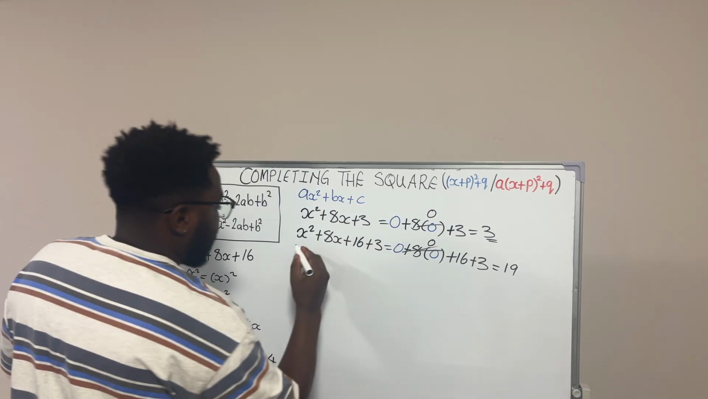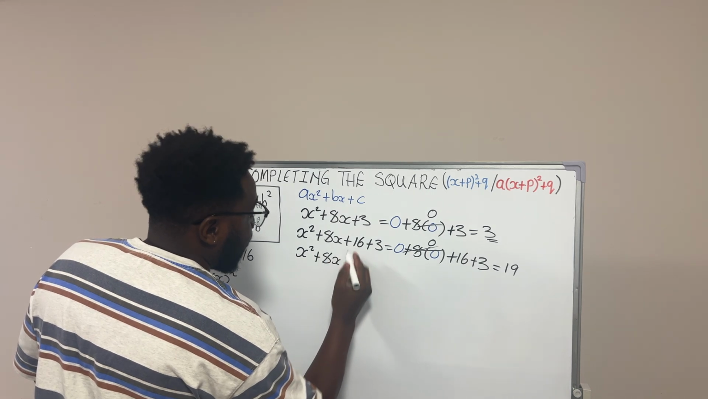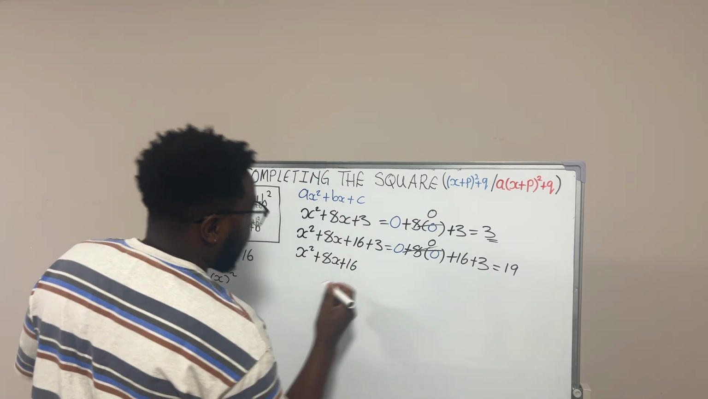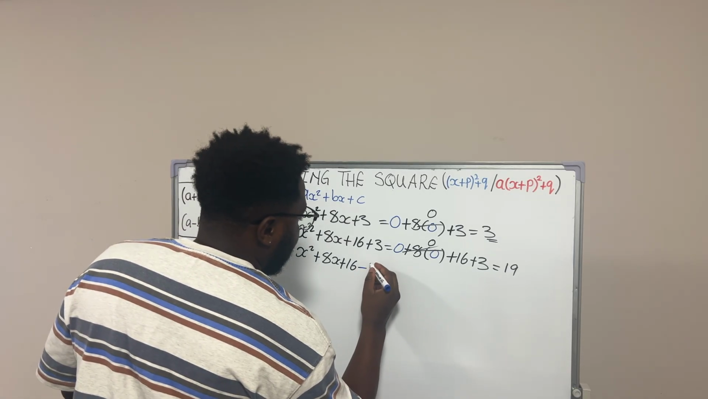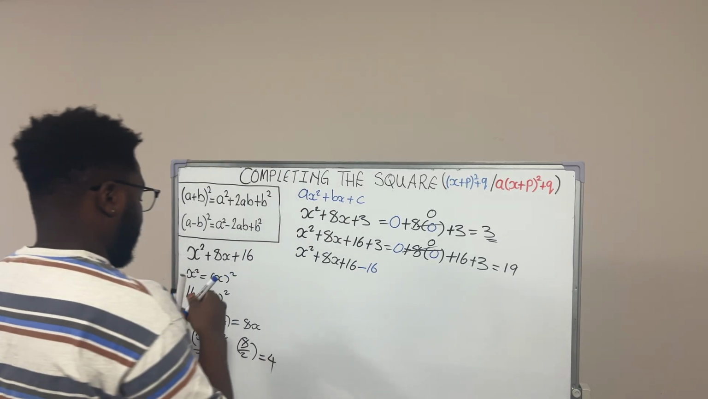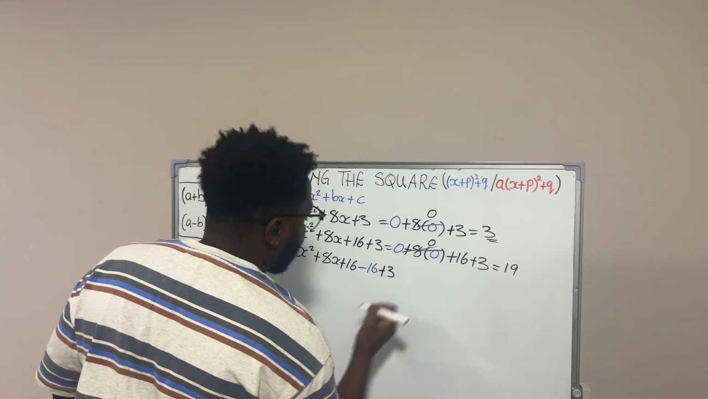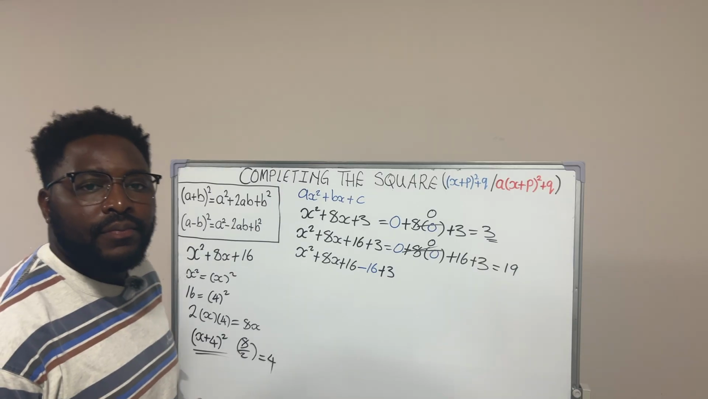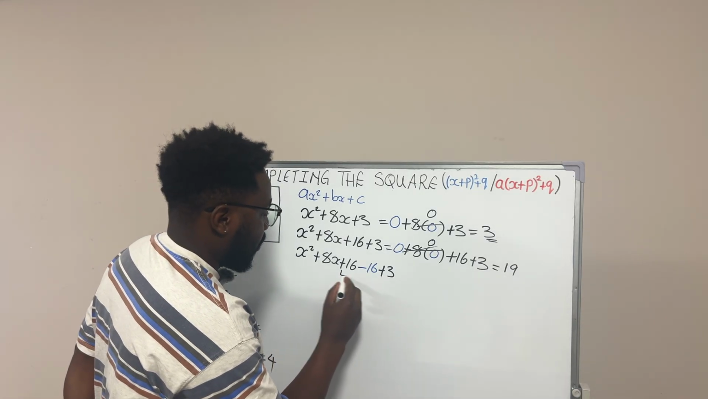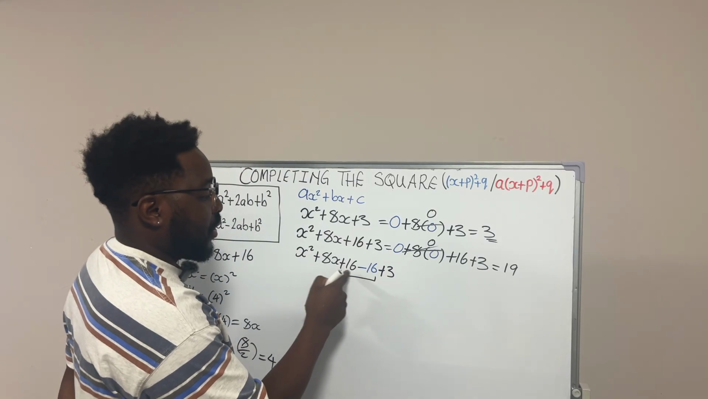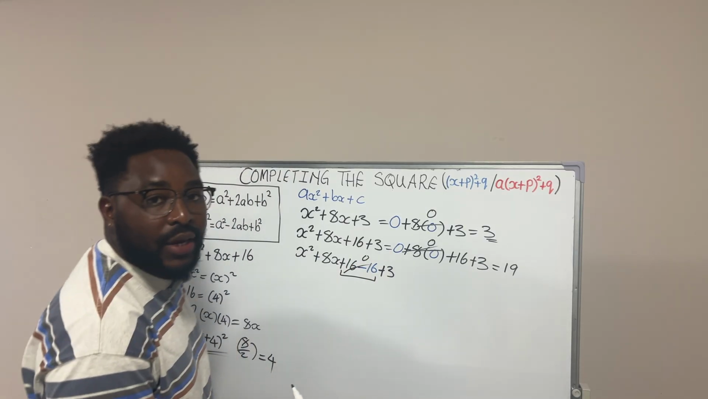What do I mean by that? X squared plus 8x, we add the 16 and then we subtract the 16. Okay? Then plus 3. Now, let's look at these two terms here. Positive 16 minus 16 is what? Is 0, right? Those cancel out.